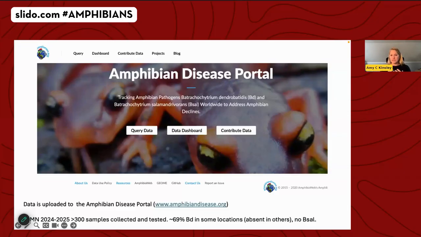And the work that we did in Minnesota SNAPs in 2024 and 2025, we submitted information on over 300 amphibian samples. So BD was detected in some locations. There was a prevalence of up to 69%. That means that 69% of the animals that were swabbed in certain locations were positive. And we also, in other locations around the same time, found that no animals were positive. And so there's a high level of variability and some complex environmental factors that lead to the presence of BD across the state.